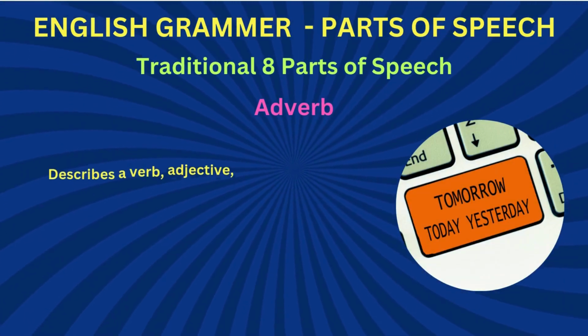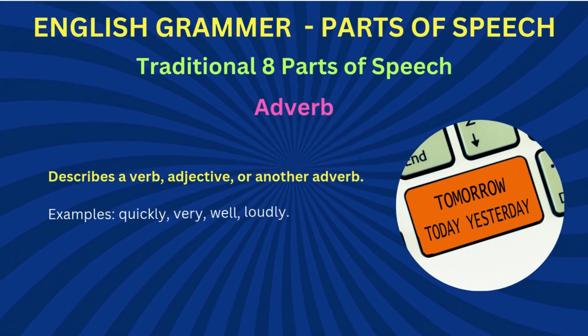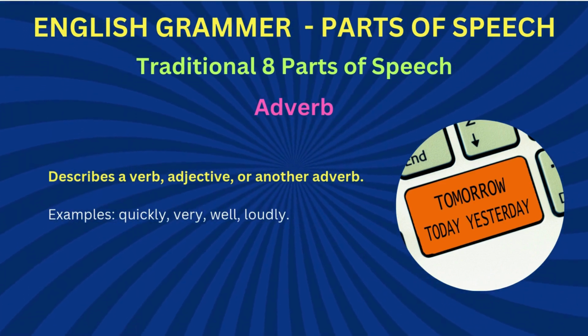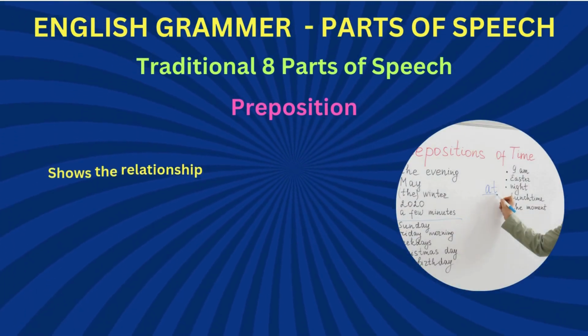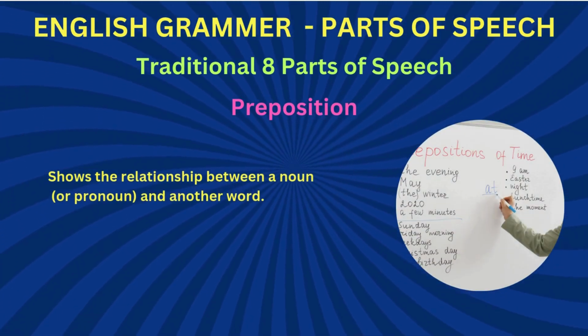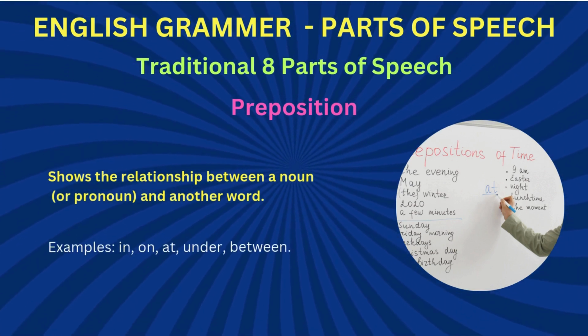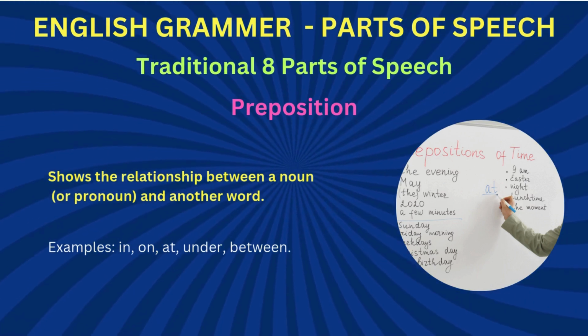Adverb. Describes a verb, adjective, or another adverb. Examples: quickly, very, well, loudly. Preposition. Shows the relationship between a noun, or pronoun, and another word. Examples: in, on, at, under, between.